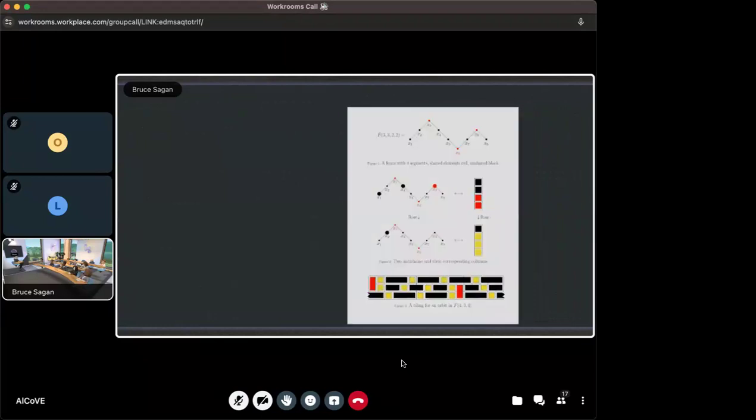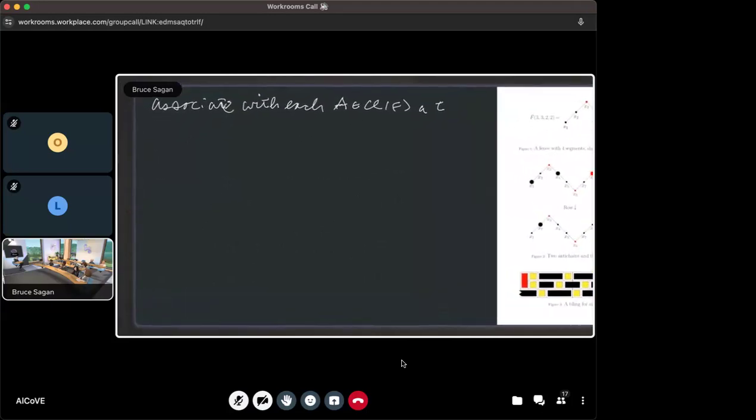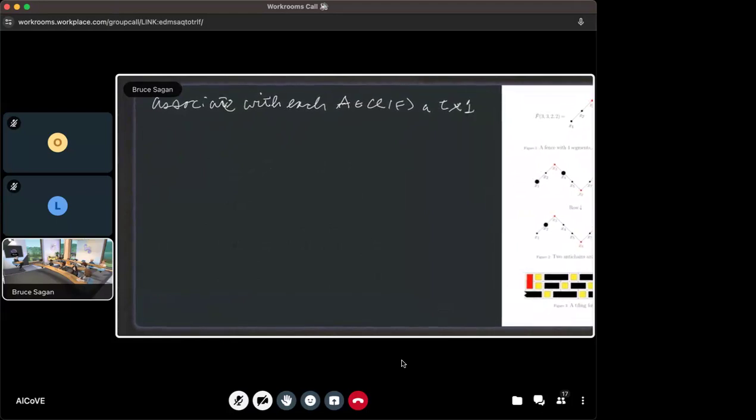So we're going to associate with each anti-chain in this fence a T by 1 column of boxes. And we're going to color the boxes, and here's how we're going to do it.